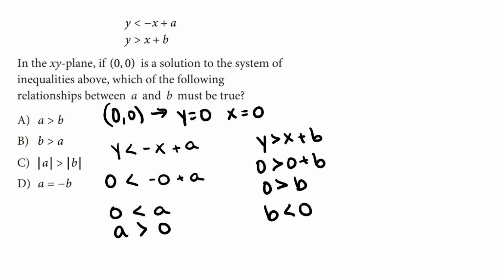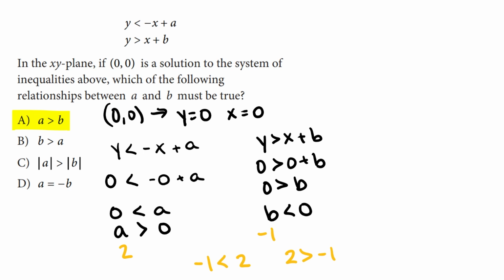So if a is greater than 0 and b is less than 0, then a could be a number like 2, and b could be a number like -1. 2 is greater than 0, -1 is less than 0, -1 is less than 2, or 2 is greater than -1, and the option that represents that is going to be letter choice A, because A is greater than B.